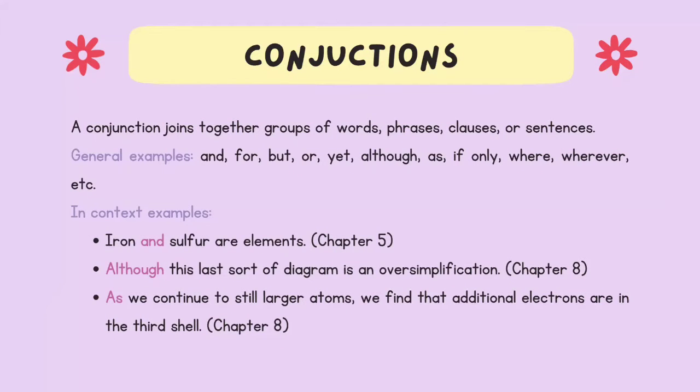Conjunctions. A conjunction joins together groups of words, phrases, clauses, or sentences. General examples: and, for, but, or, yet, although, as, if only, where, whatever, etc. In context examples, iron and sulfur are elements, although this last sort of diagram is an oversimplification. As we continue to study larger atoms, we find that additional electrons are in the third shell.